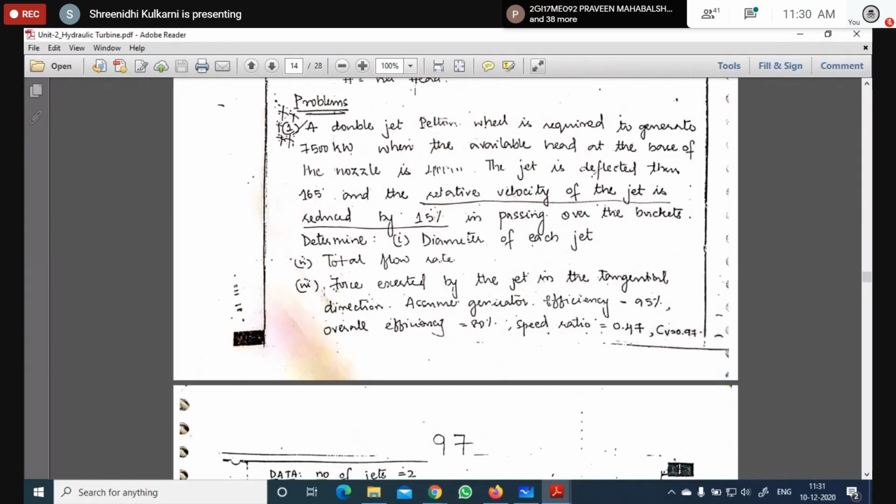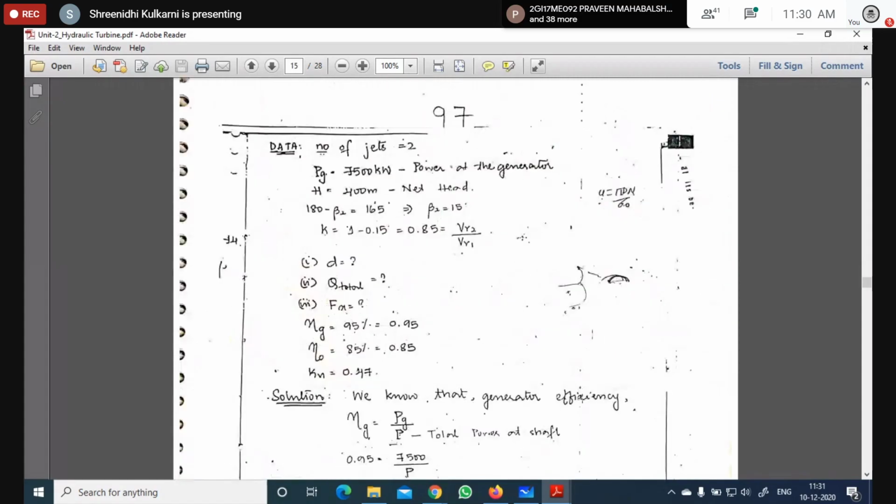So here we can see the data we just discussed: the number of jets is 2. The generator power is 7,500 kilowatts net, and beta 2 is 15 degrees. Here I have written K or CB, both are the same. So 0.85 is equal to VR2 by VR1.